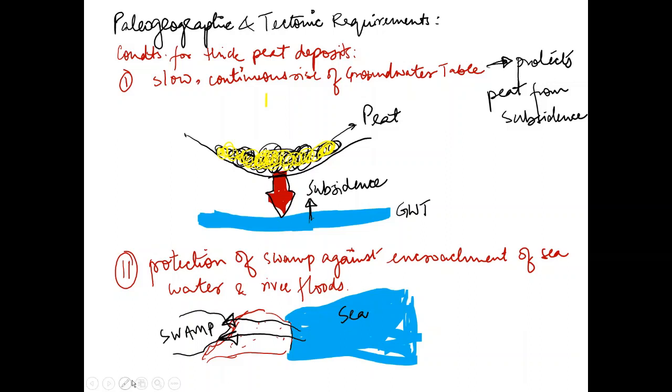So how may this be protected? The swamps may be protected against the encroachment of seawater by the help of beach, by sandbars. So you may get some sandbars which may not allow the encroachment of the sea, and spits. All these are the geomorphological features in the coastal regions which may protect the swamp from the encroachment of the seawater, because if the seawater will enter the swampy region, it will submerge the peat, it will destroy it.